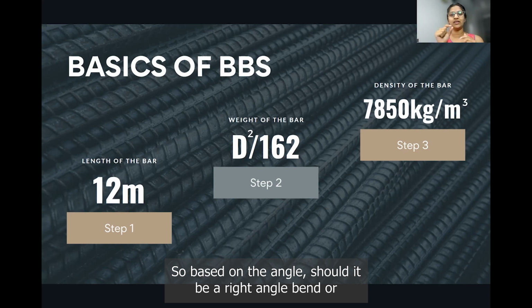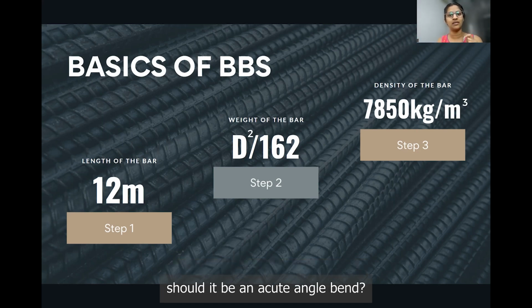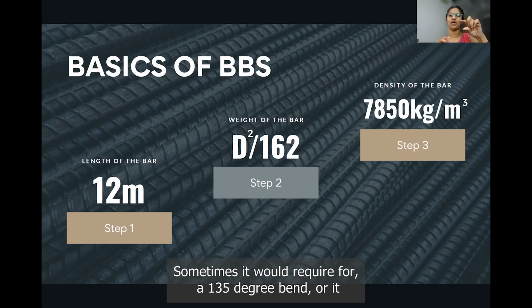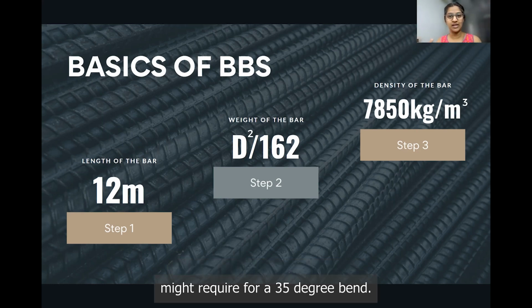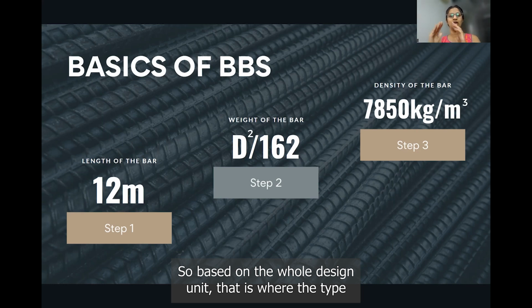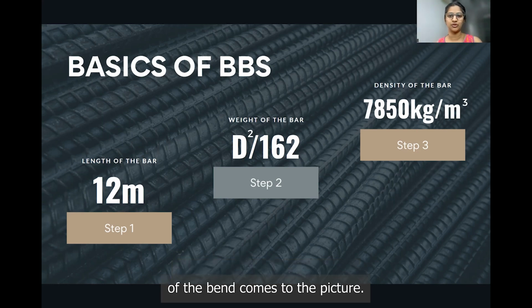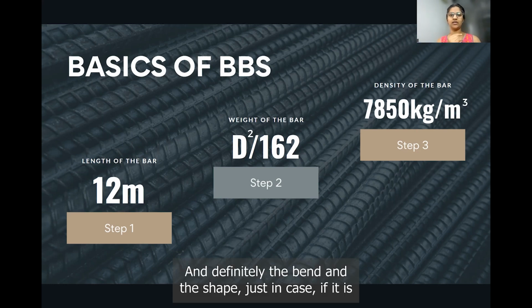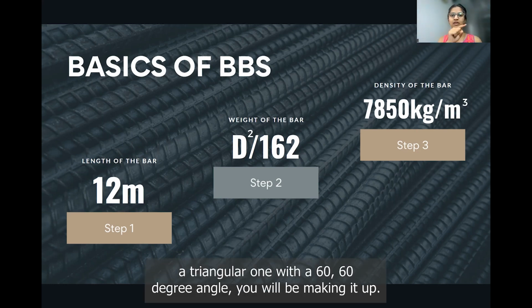So based on the angle, should it be a right angle bend or should it be an acute angle bend? Sometimes it would require a 135-degree bend, or it might require a 35-degree bend. So based on the whole design unit, that is where the type of the bend comes into the picture. And definitely the bend and the shape, just in case it is a triangular one with a 60-degree angle, you will be making it up.